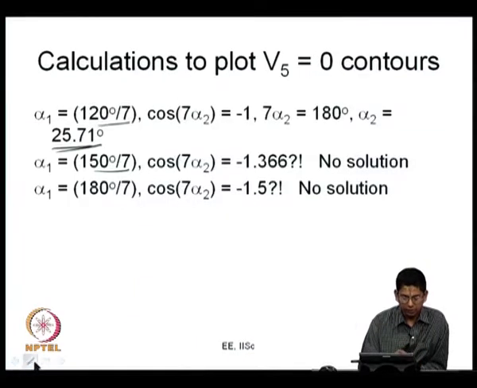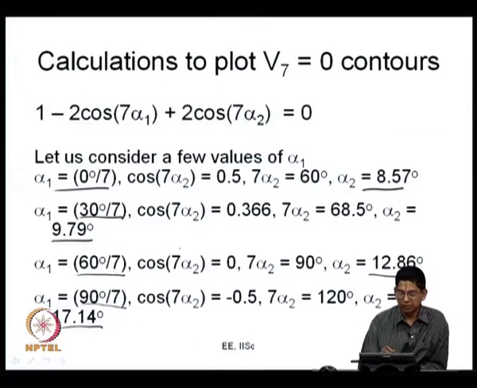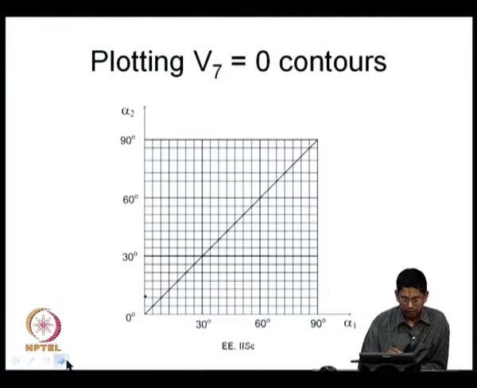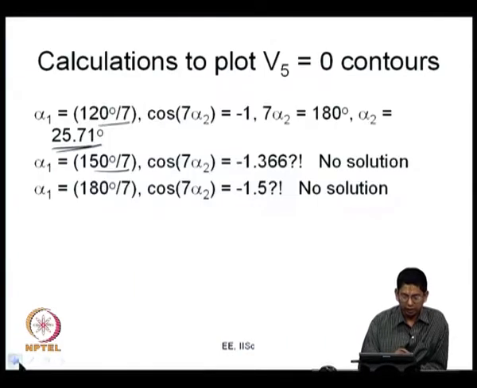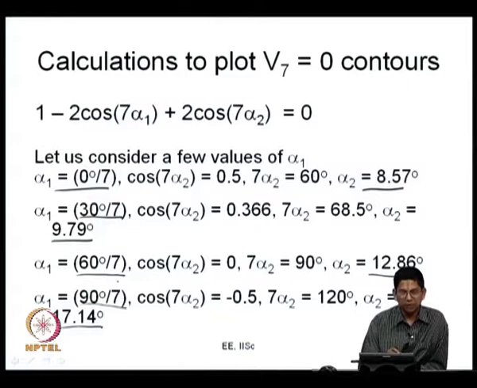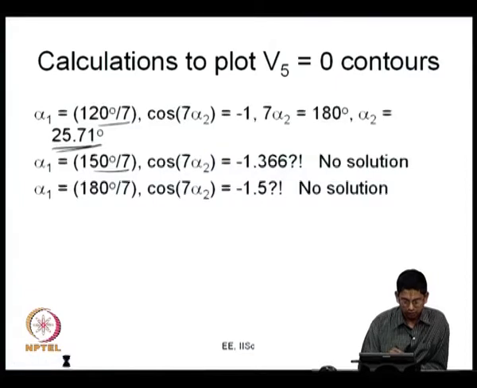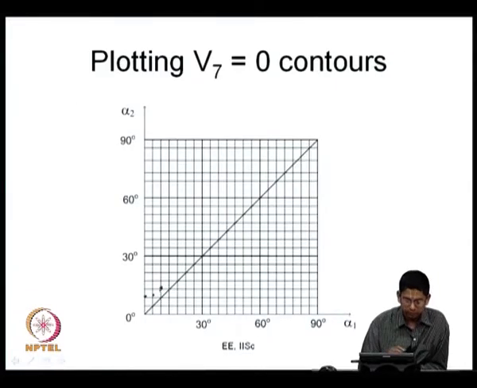So, if I go next, what is the next point? Alpha 1 is 30 by 7, my corresponding alpha 2 is something like 9.79 degrees. It is alpha 2 is a little more than that, 9.79. You see the slope is very small now, right. Then I go to the third point 60 by 7. So, here alpha 2 is 12.86 degrees, or basically 7 alpha 2 is 90. So, the point is here now. So, the curve is gradually going up as you can see.